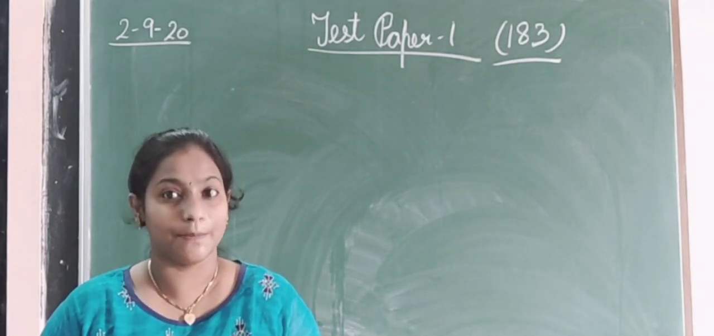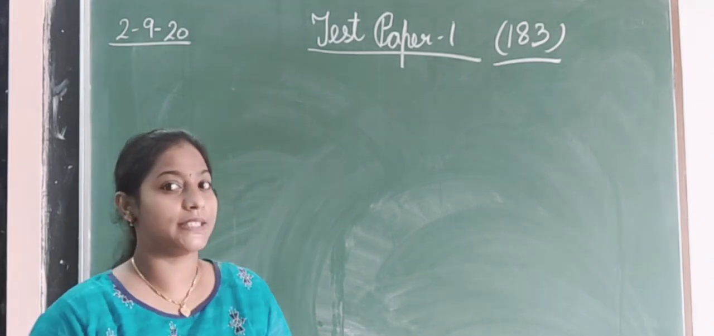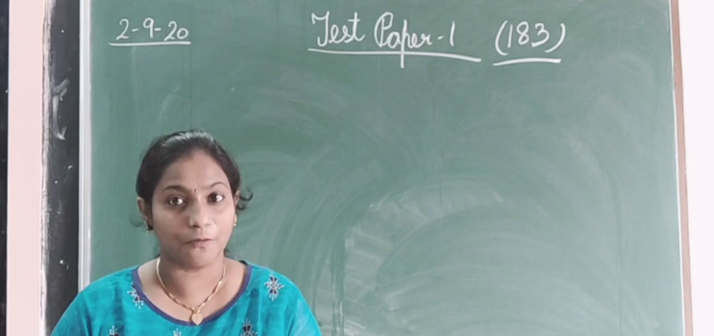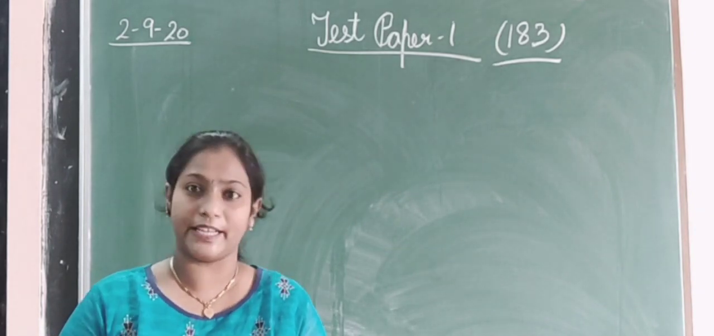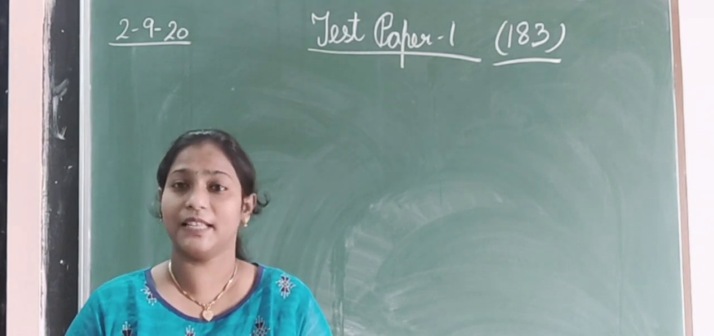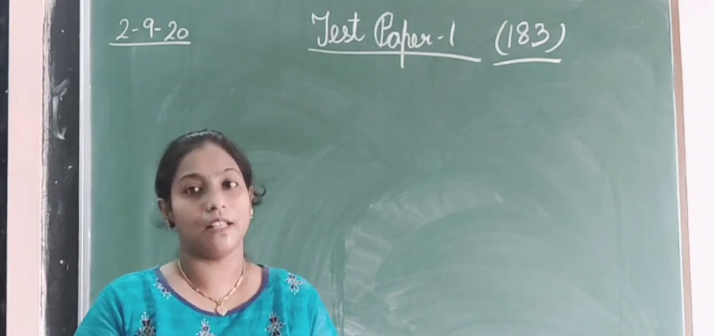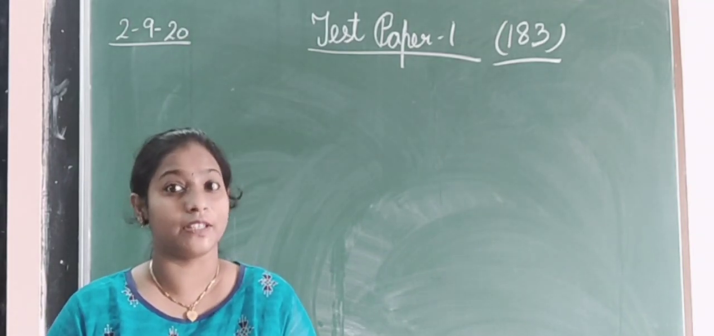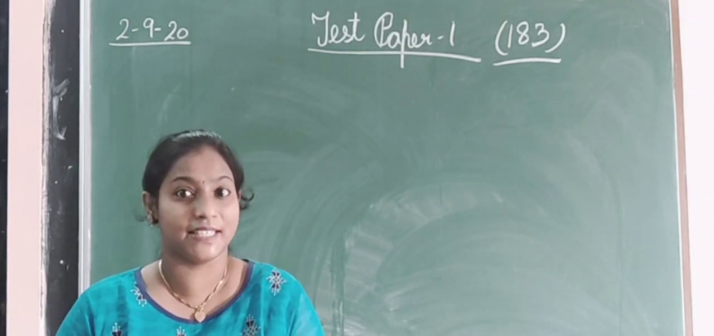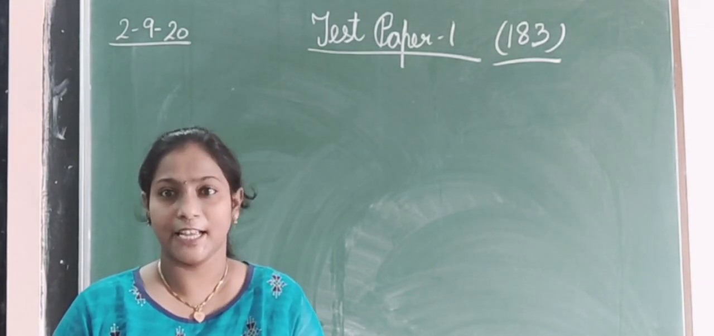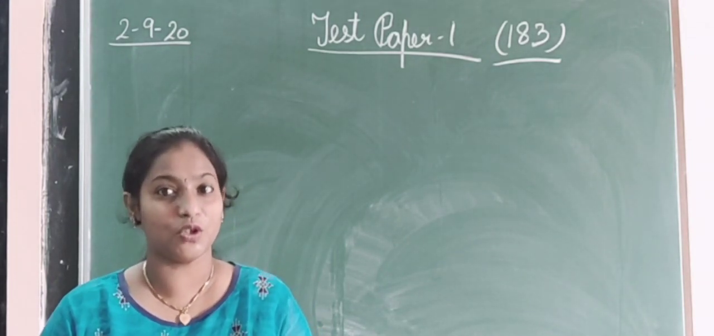Before that, two more pages are left in your book. If you open your semester book, you will see page number 183 and 184, test paper 1 and test paper 2. We have to complete both of these now. It's a part of revision only, of what we have read from 1 to 9. We are testing ourselves on how much we remember and how much of the lessons we understood. So we are going to solve this.